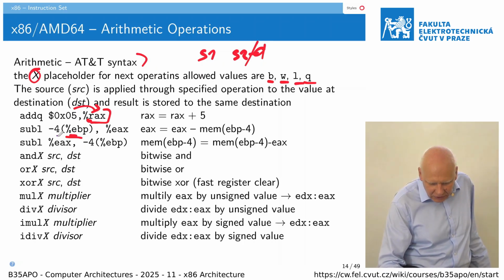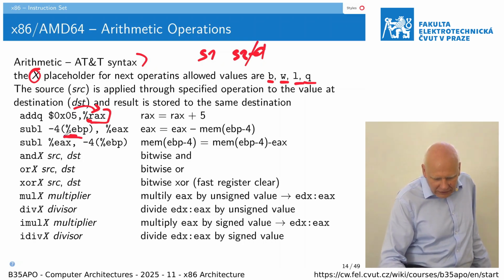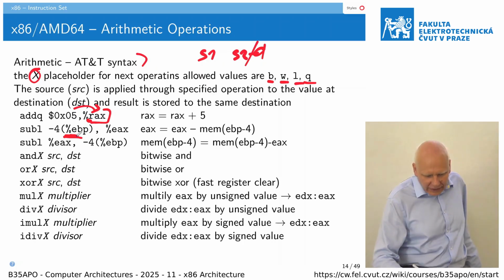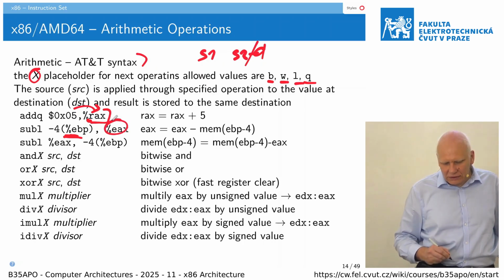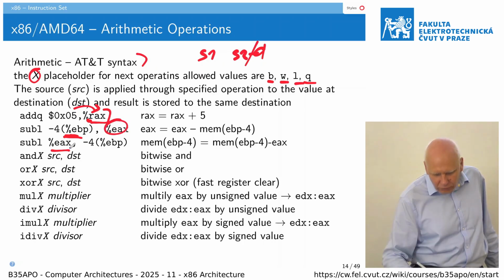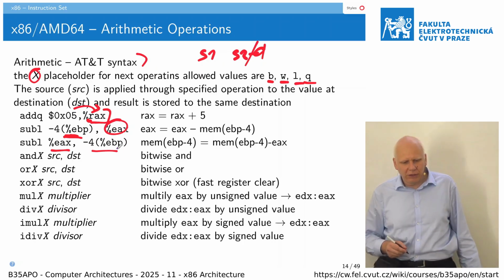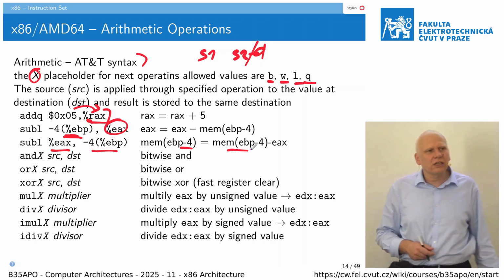So this means to take the value from the location in the memory. In fact, -4 is some local variable on the stack, and add it to the EAX. Or you can subtract the value of EAX directly from the local variable. So it is possible to directly modify a local variable which is not in the register.